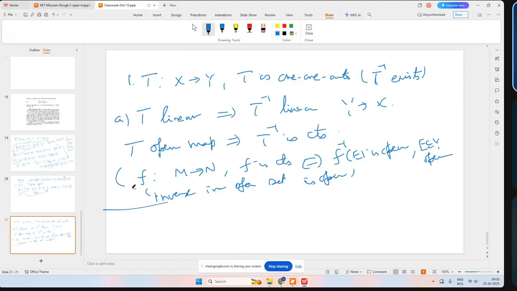Now, instead of F, we have T inverse. So T inverse is from Y to X. Inverse image means what? Let U contained in X be open. To show that T inverse of U is open. Now when you look at T inverse of U, what will be T inverse of U?